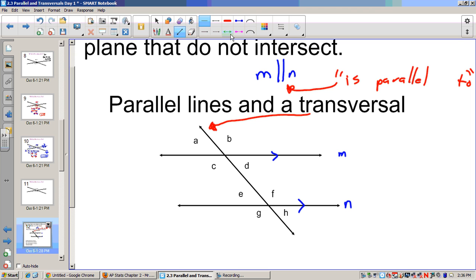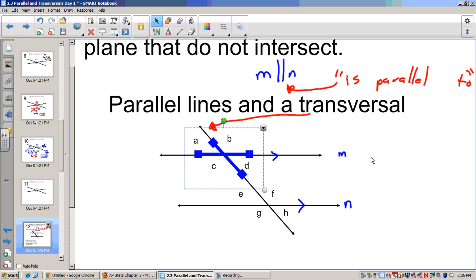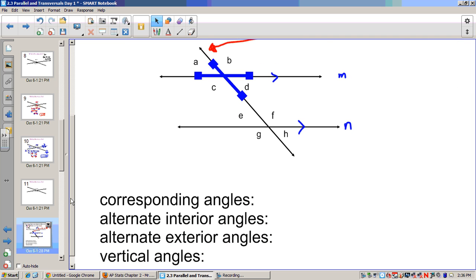Now if we take a look, let's do this. If I drew these angles in, if I took the angles down here and moved them down here, hopefully you notice that it's the same set of angles. These angles and these angles are exactly the same. So we'll say that they correspond to each other. So there's these type of angles called corresponding angles.